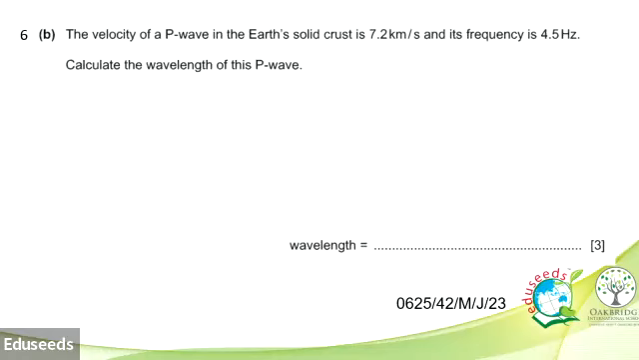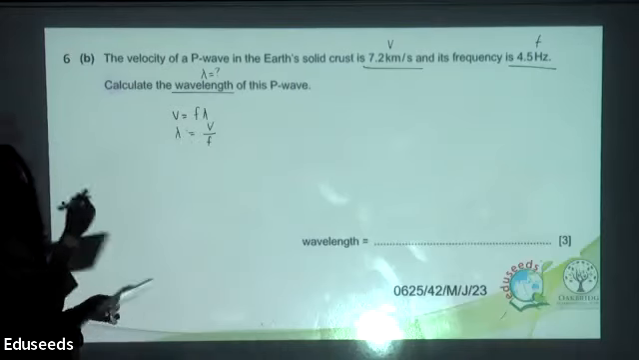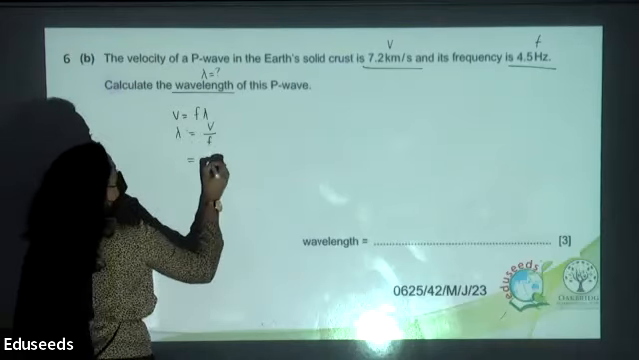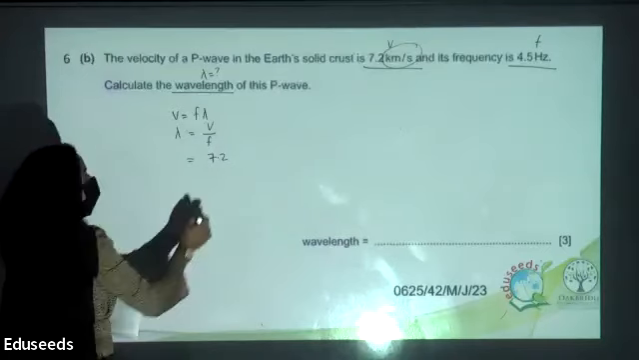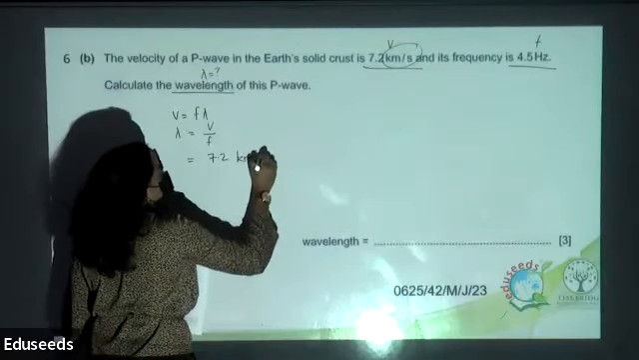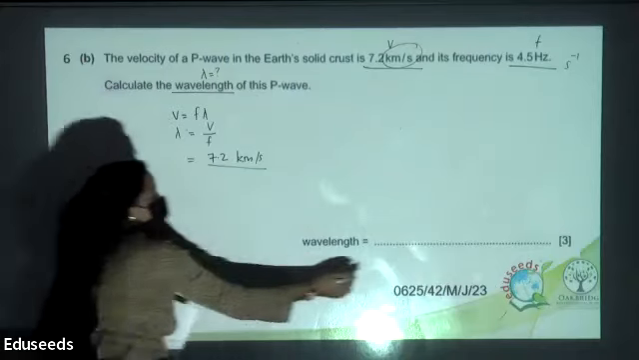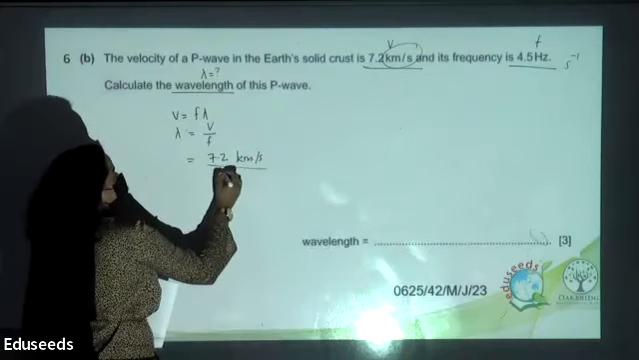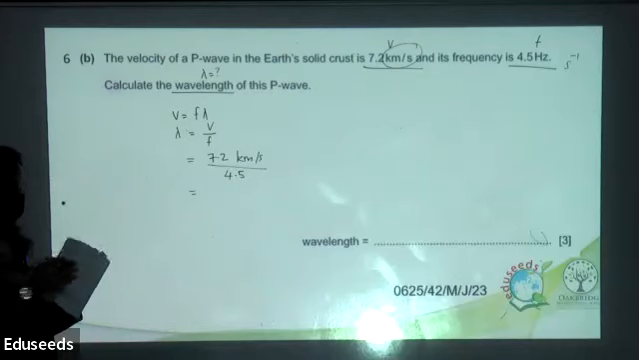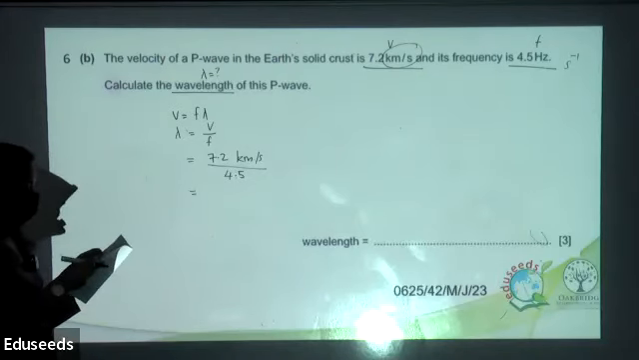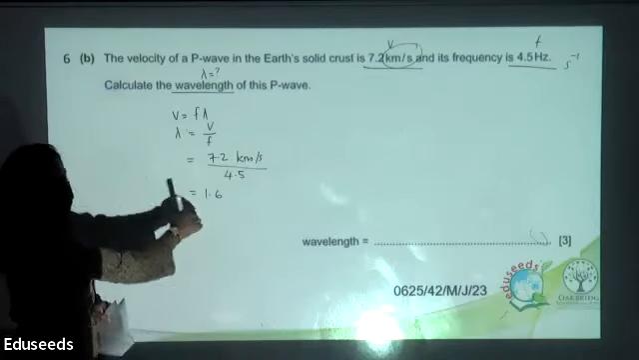Okay, V equals to F lambda. Lambda equals to V over F. You can rearrange first and then substitute, or you just substitute first and then you can calculate, up to you. So V is 7.2. Can you see this? Kilometer per second. So if you want to use kilometer per second, also can, because hertz is also per second, right? So you can still use, since they never give you the unit. Okay. So divide, frequency is 4.5. How much you get? 1.6, is it? Okay. If you use kilometer per second, your answer will be kilometers.